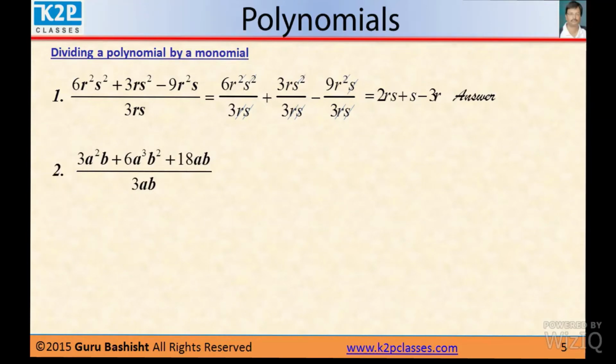The second one, 3a square b plus 6a cube b square plus 18ab by 3ab. Again, we will apply same methodology.